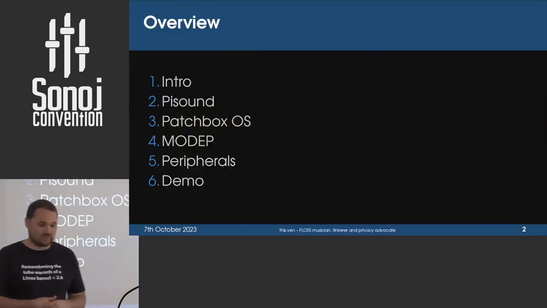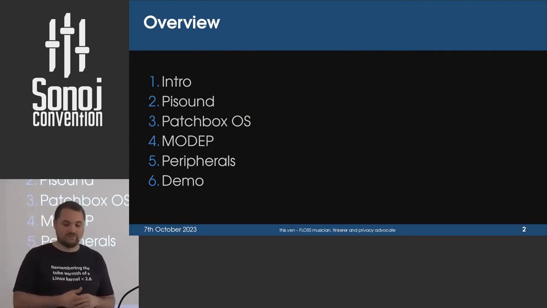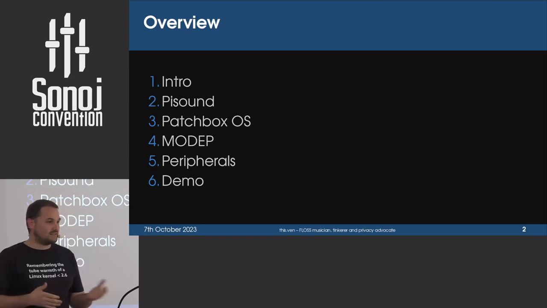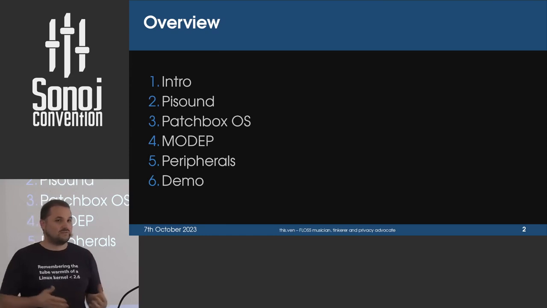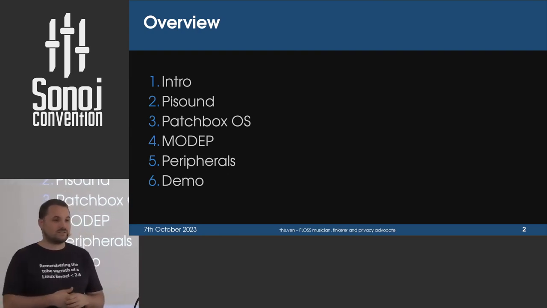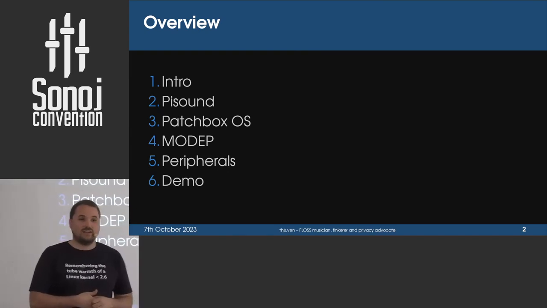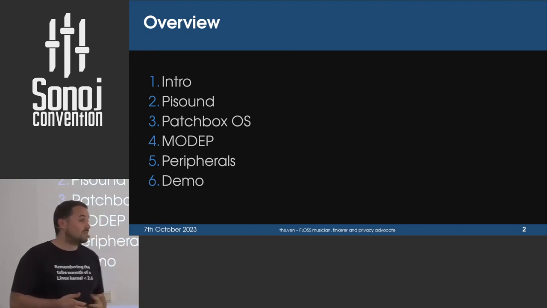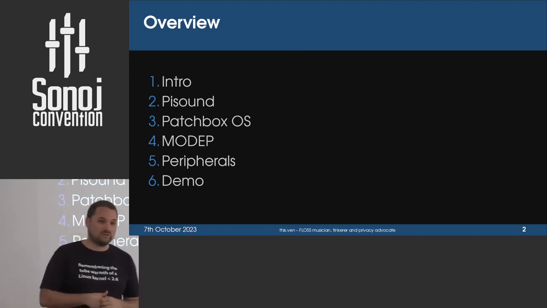So a quick overview of what we are going to discover here: a quick introduction, and then I will introduce you to the Pisound hat. That's an audio interface for Raspberry Pi computers. Then we will go into the software that is driving this interface on the Raspberry Pi. It's called Patchbox OS. And finally, the MODEP, which is kind of a spin-off of the Mod UI and Mod Host software developed by the Mod Audio company.